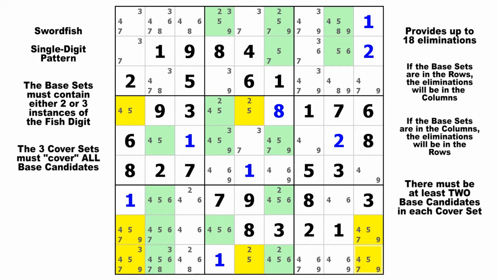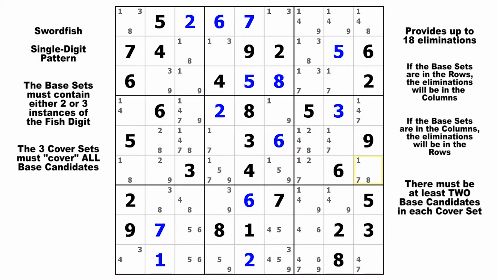So because the base sets are in the columns, this time the eliminations will be in the rows. So we have one here, here, here, here, and here. There are 5. So we can eliminate candidate 5 from all those red colored cells. Okay? All right, next one.